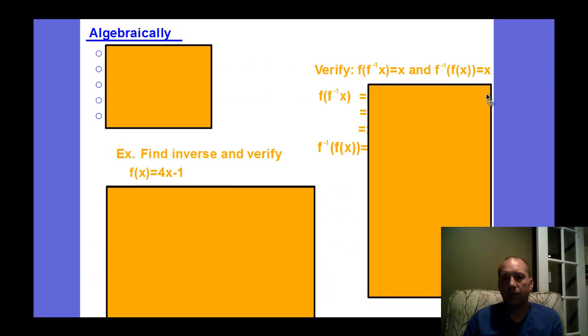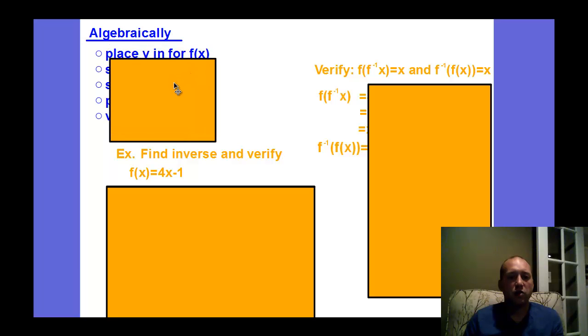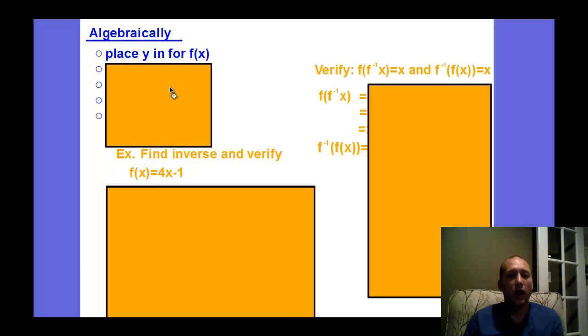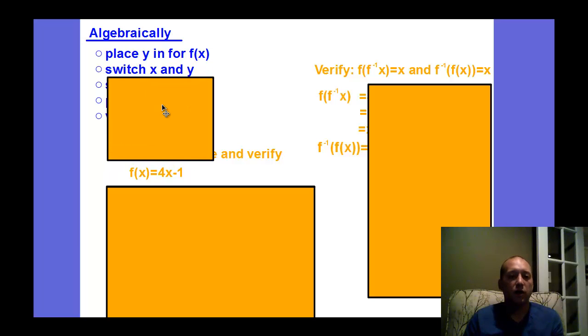So algebraically, we can find an inverse just by placing the y in for f of x. It helps us with solving. So instead of having f of x, we just use one variable y. Then you just switch the x and y. That's the big thing. Switching x and y is the main definition for inverses, because what you're doing here is switching the domain and range, which is the definition of the inverse. We're going to re-alter the order of the mapping.